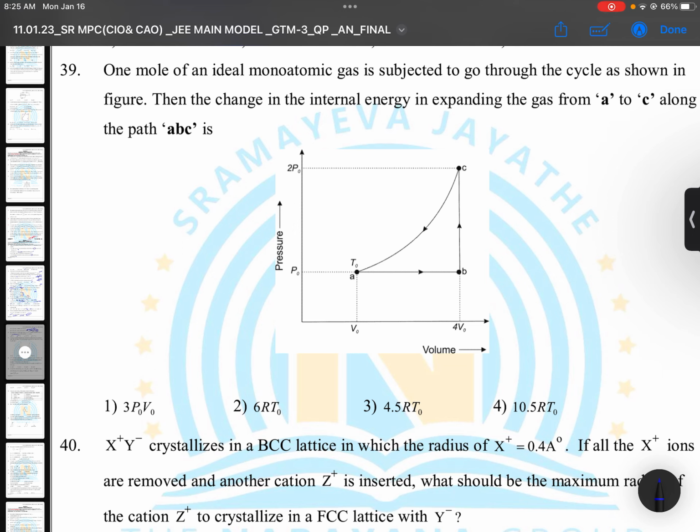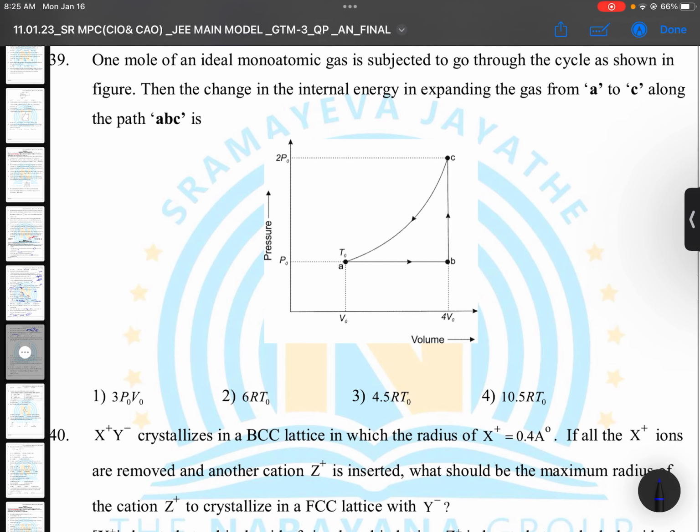One mole of an ideal monoatomic gas is subjected to go through the cycle as shown in figure. Then the change in the internal energy in expanding the gas from A to C along with the path ABC. This is something interesting. Monoatomic gas, 1 mole. So PV is equal to RT. Based on that concept, you need to solve.